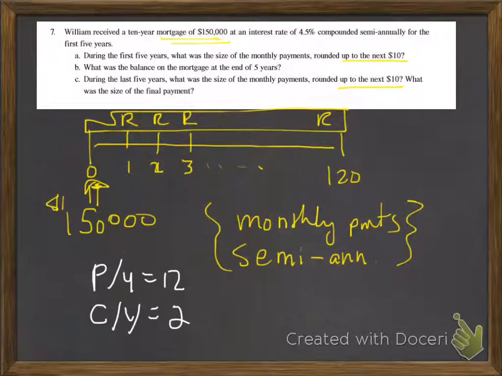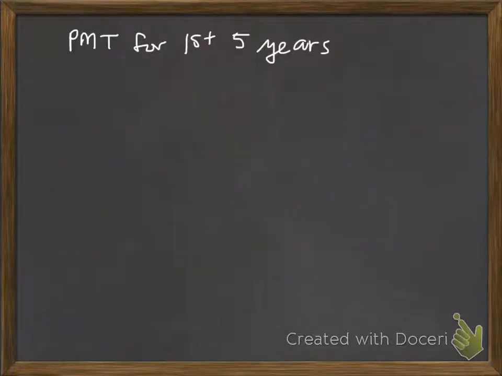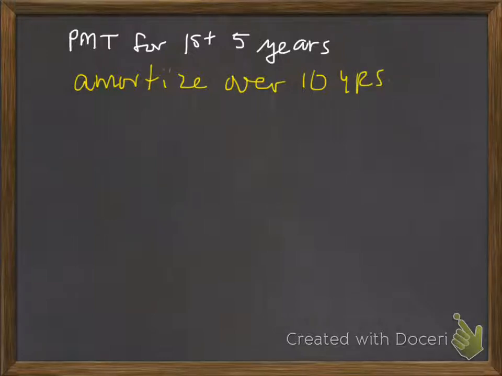So now let's first of all determine the answer to part A. In part A, what we need to do is to find the payment for the first 5 years. So in spite of the fact that we've got a 5-year period here, we still need to amortize the mortgage over the 10 years. And so what that means is that N is equal to 120.